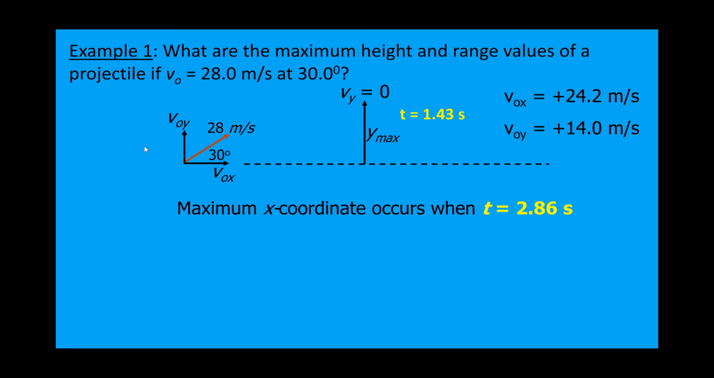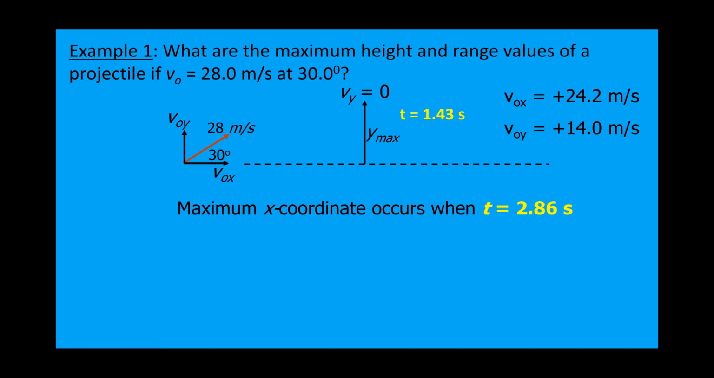Just plug that into the D equals VT equation. So the time 2.86 seconds, and then our horizontal velocity of 24.2 meters per second. Okay. And someone explain to me, Ethan got us started, somebody else explain to me, where does this 2.86 come from? Like, did I just magically pull that out of my hat?